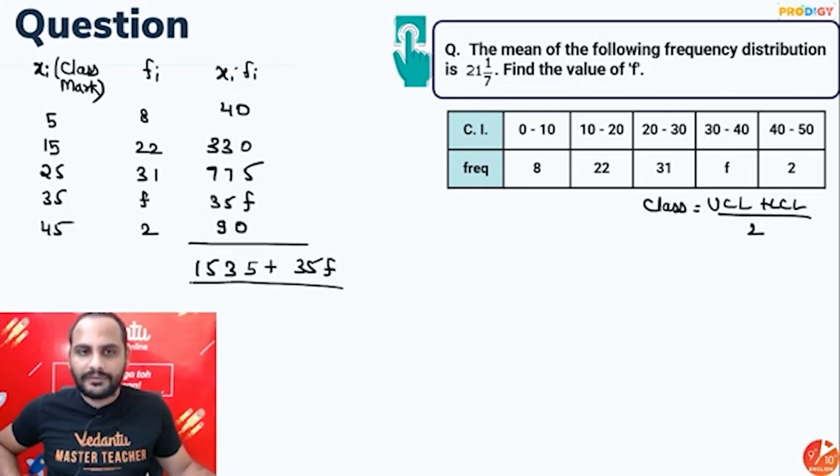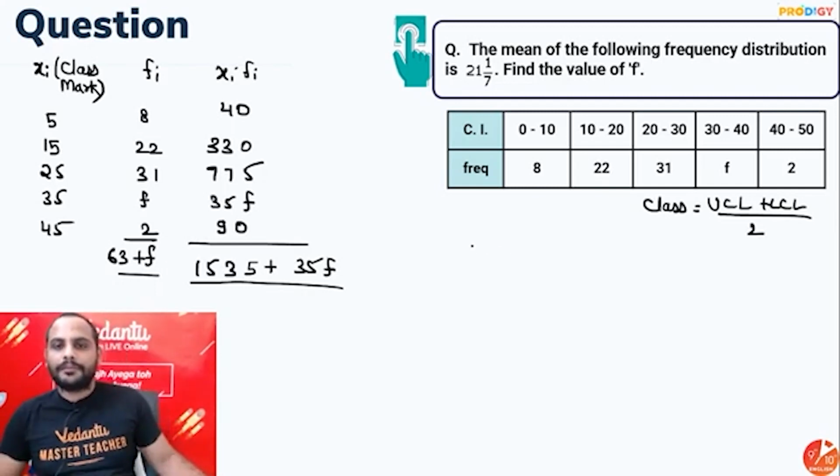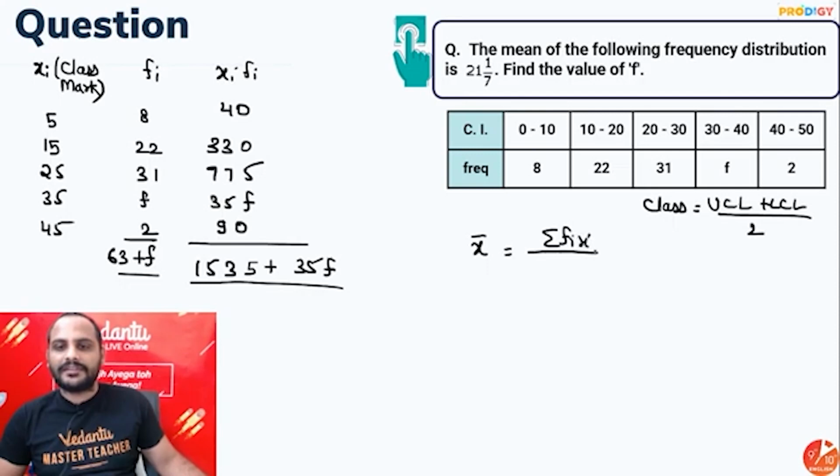Okay, this is your sum of the frequencies. Find the sum of the frequencies here. So the sum of the frequencies given to you is 22 plus 8 is 30, 61, 63 plus f. Okay, now I know mean is equal to sum of all the fi xi divided by sum of fi.